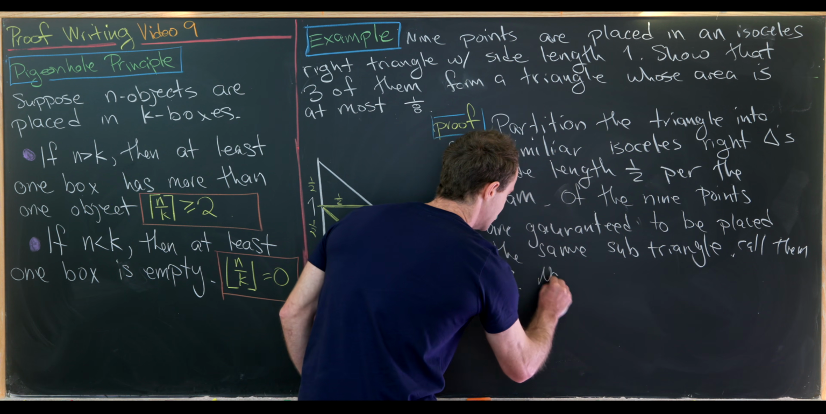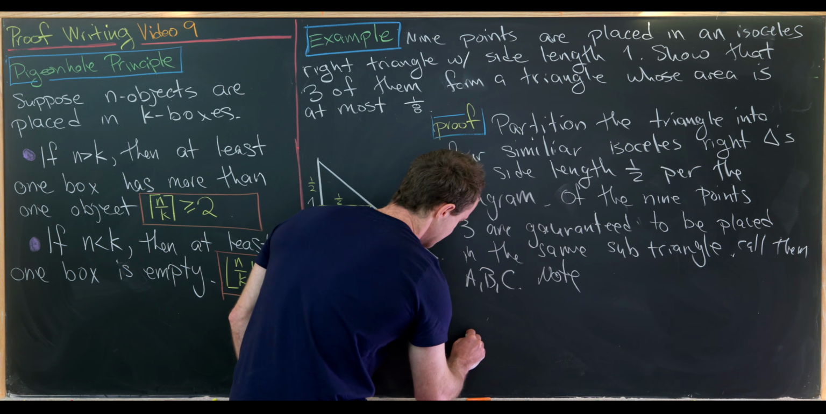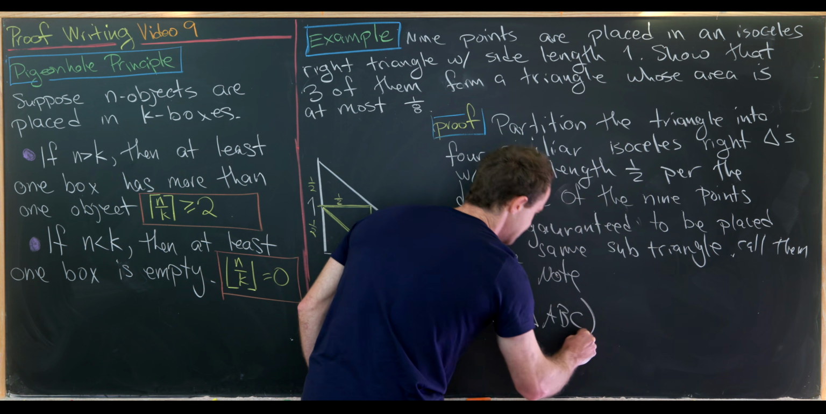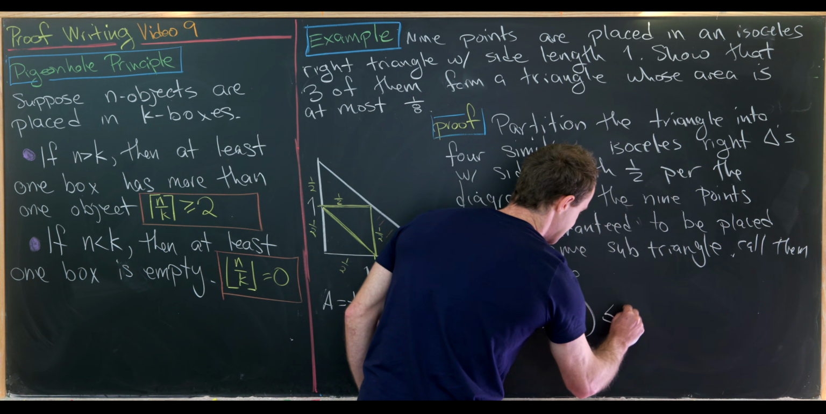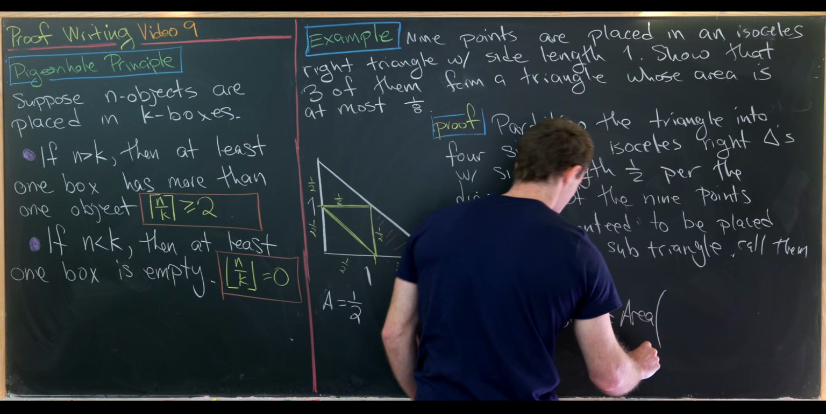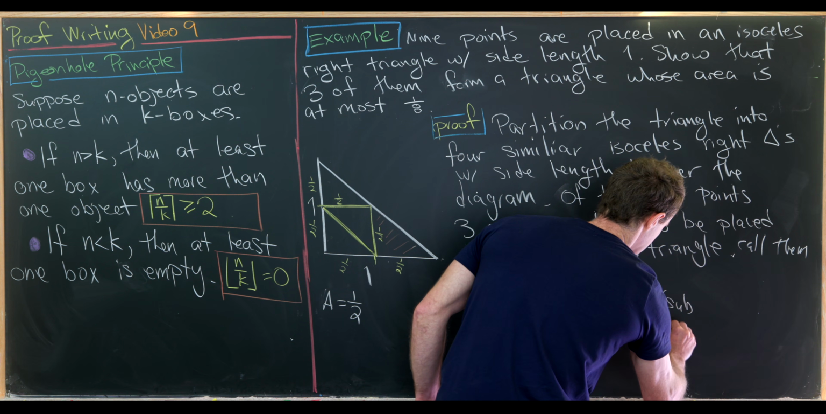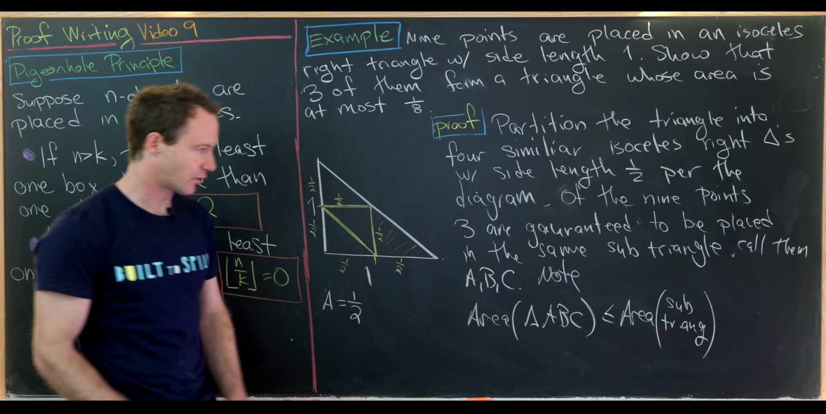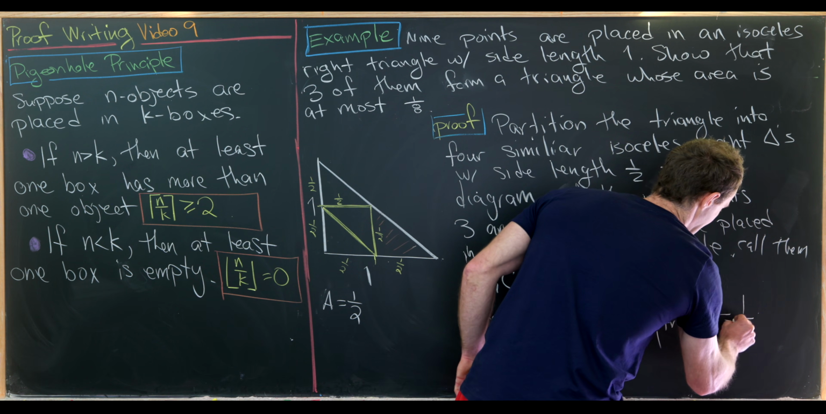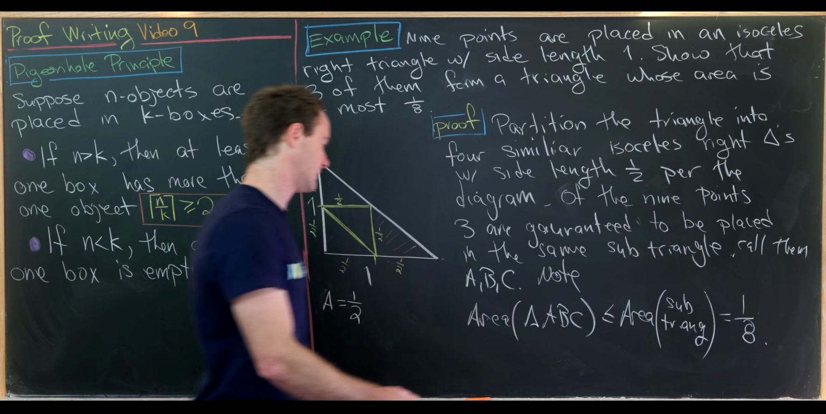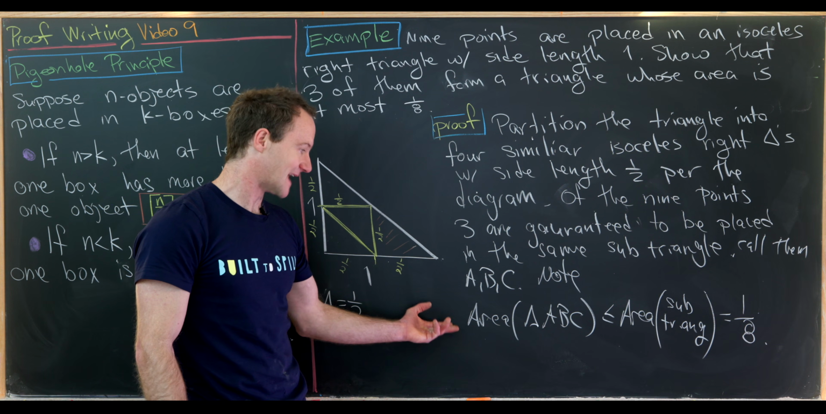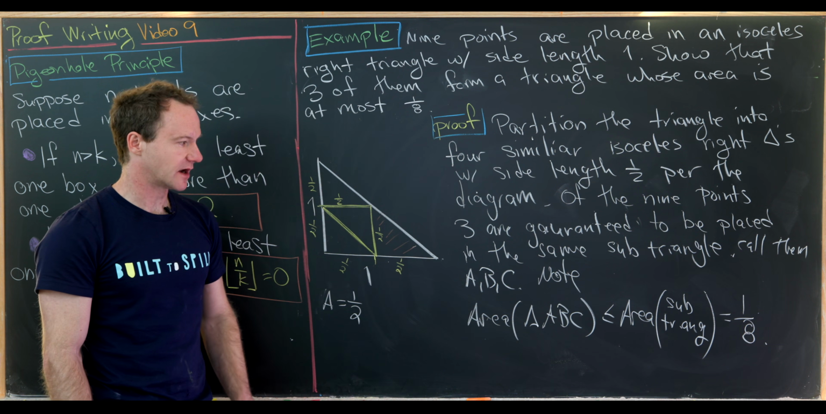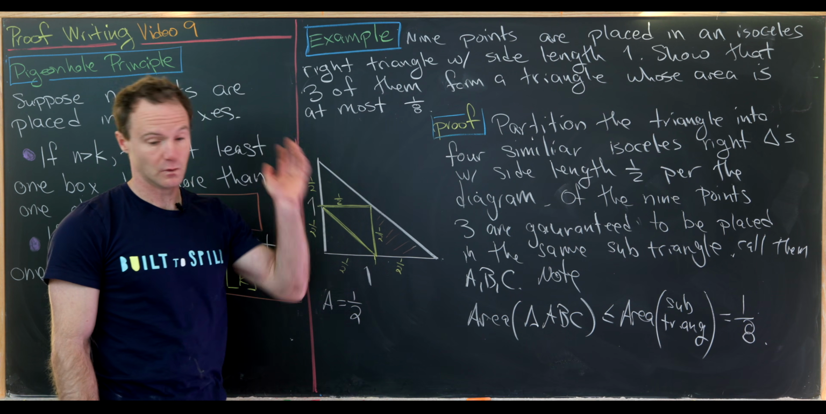And now we can maybe note the following. So the area of triangle ABC is less than the area of the subtriangle. The subtriangle is an isosceles right triangle with side length 1/2. And that has an area of 1/8. But now we've done exactly what we wanted to. We found 3 points that form a triangle whose area is at most 1/8.